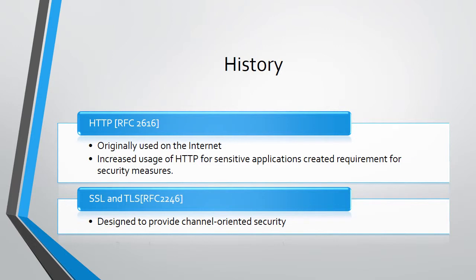RFC 2616 was originally used by itself on the Internet. However, due to changes in security requirements, it has become necessary to include security measures. Because of this new requirement, SSL and TLS were created and designed to provide channel-oriented security.